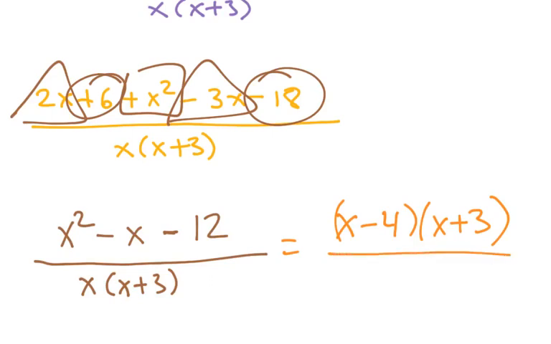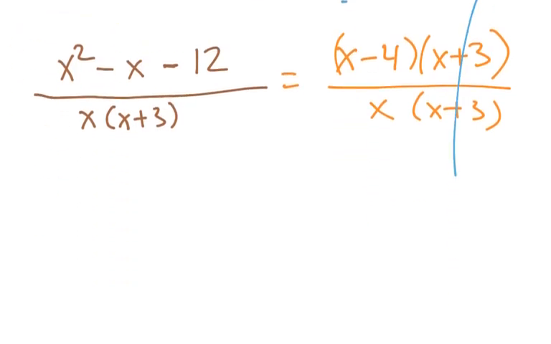And the denominator is x over x plus 3. Once again, we see something cancels out. So we go ahead and cancel out the x plus 3. And that leaves me with my final answer, which is x minus 4 over x.